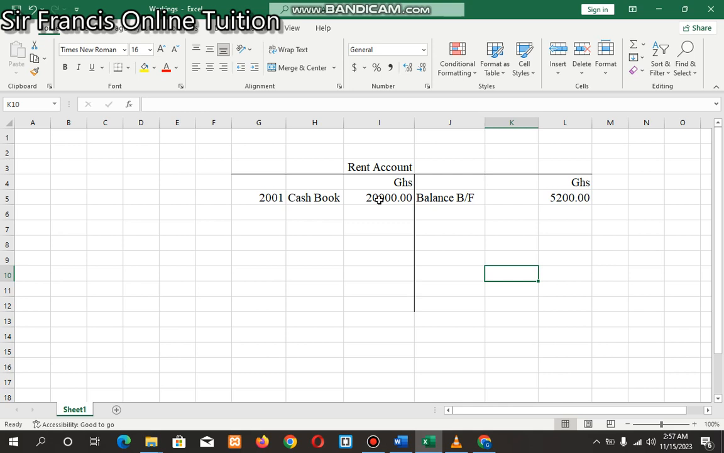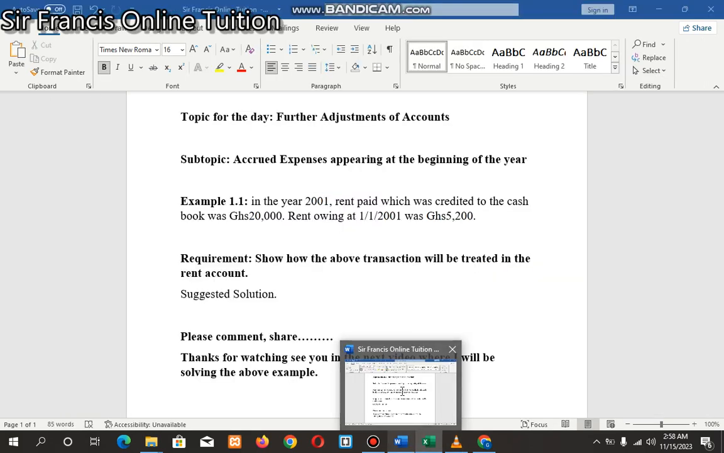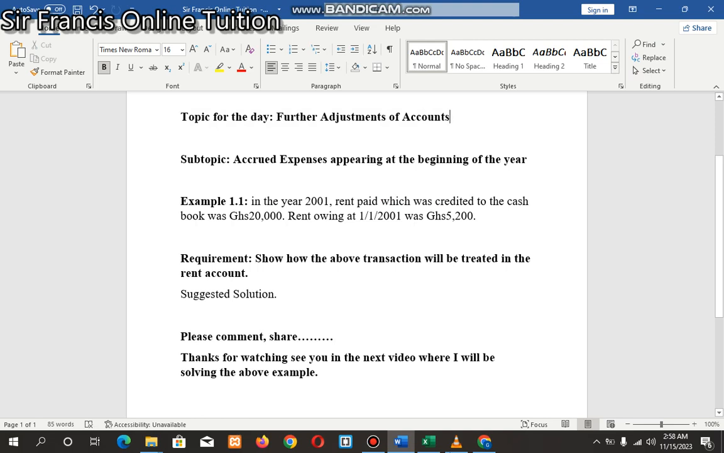I'll end here and I'll continue later, and I'll show you how to balance off an account so that you get the difference to take to the trading profit or loss account. So in the upcoming video I'll show you how to balance off the account and take the difference to the trading profit or loss account. So this is how we can treat this transaction over here in the form of a T account.